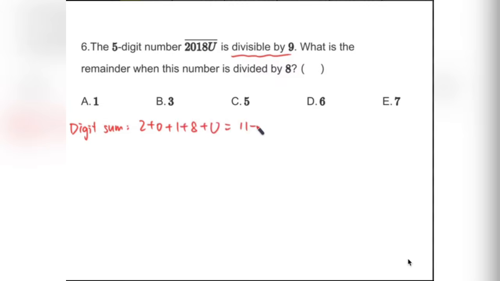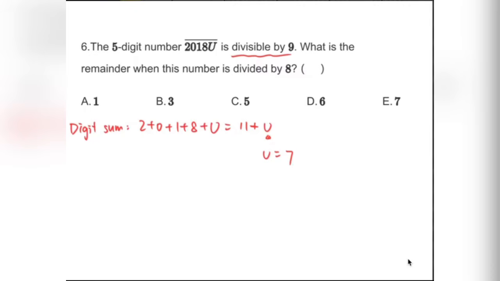Good job. That is 11 plus u. You need to make sure that 11 plus u is divisible by 9. And also pay attention, letter u must be a single digit. So what is the possible value of u? Correct. U equals 7.